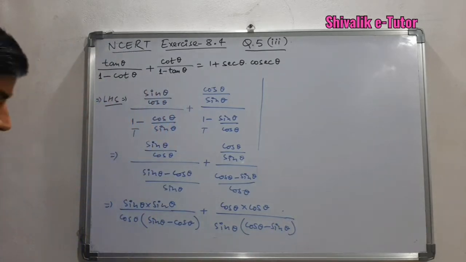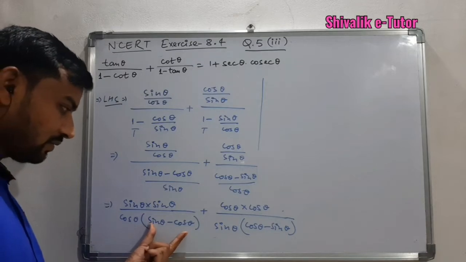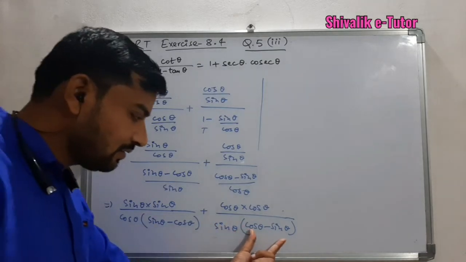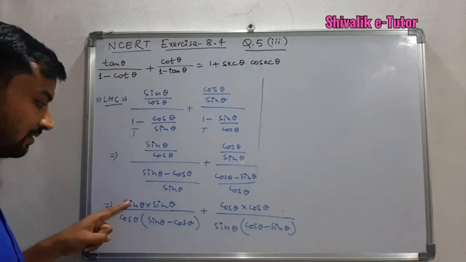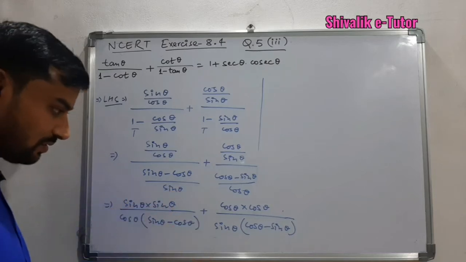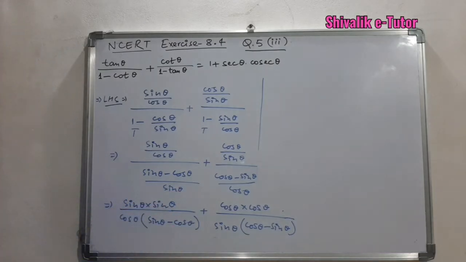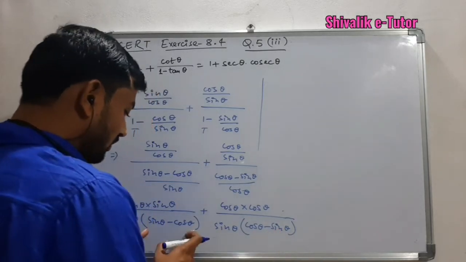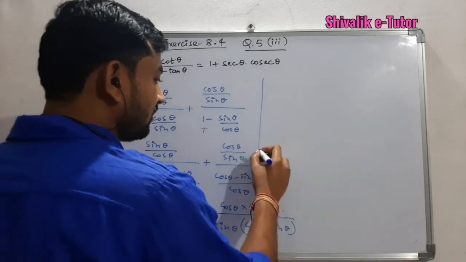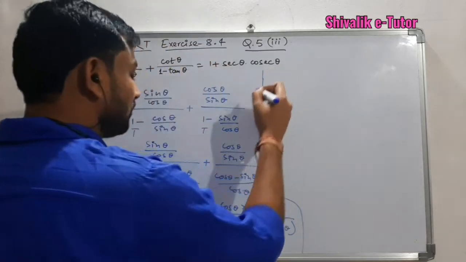Now look at this. Here we have sin theta minus cos theta. Here we have cos theta minus sin theta. And in the numerator, sin square theta minus cos square theta. So here what we can do, if we take minus common from this, these two terms will become equal. So let us take minus common from this.